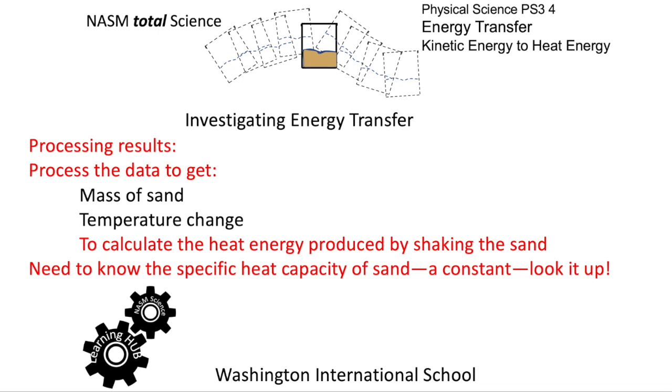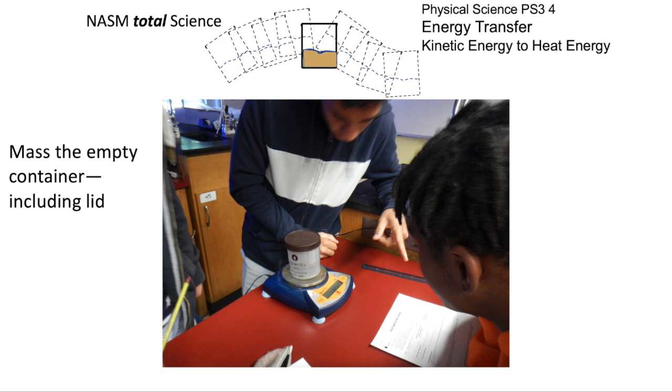So you're going to process the data. You're going to find the mass of the sand and its temperature change, and then you're going to calculate the heat energy produced by the shaking. But you'll need to know the specific heat capacity of sand.